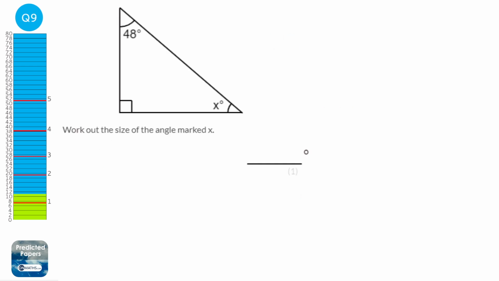Here we have a triangle and we've got an angle of 48 degrees. We've got this right angle, which is 90 degrees, and we're looking for x. So what we need to do is realise that the three angles will add up to 180 because it's a triangle. So to find x, we're just going to subtract the two angles which we know. So we're going to subtract the 90 degrees plus the 48 degrees from 180.